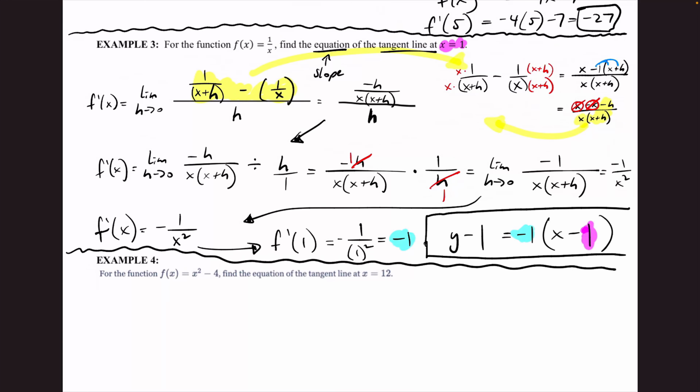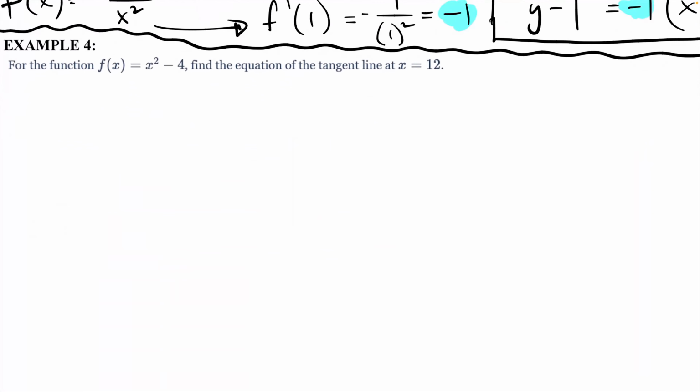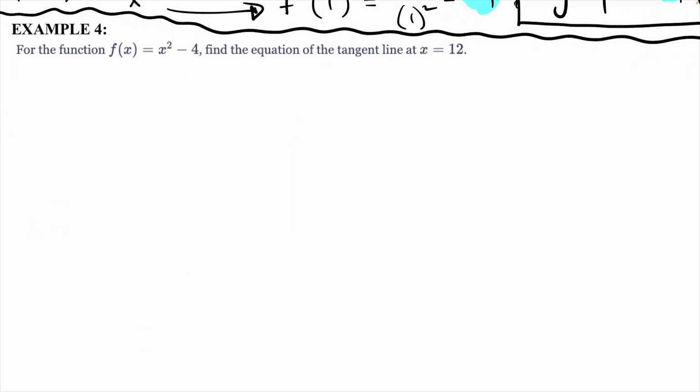Let's see, we got about 8 minutes. So what I want you to do is start this problem. If you don't finish it, we'll finish it on Monday. We're looking for, here's the function, the equation of the tangent line when x equals 12. So it's similar to the last question, very similar, just a different function. I think this one's easier. And not at 1, at 12. So your answer will be y minus something equals something, x minus something. You need to fill in those 3 empties.